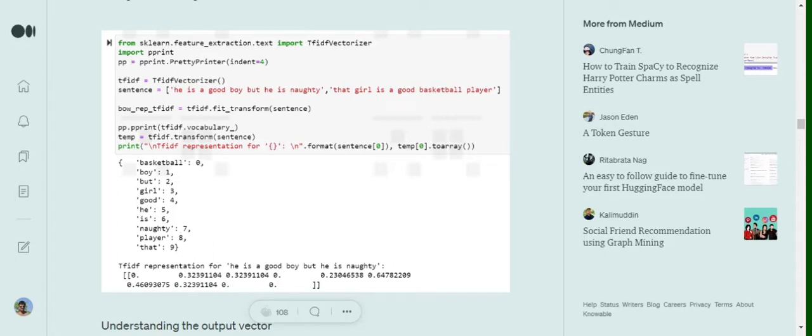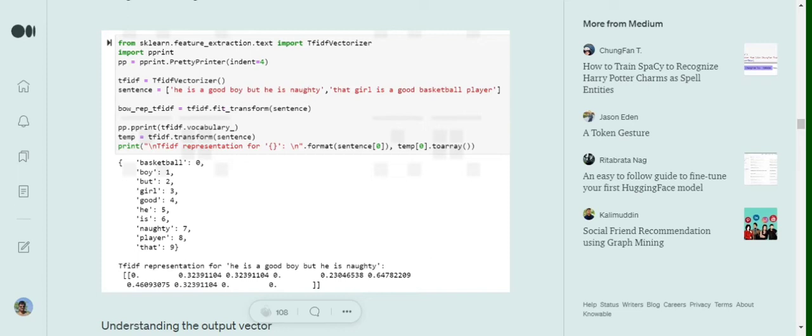Now let's see how TF-IDF would be calculated for the word "is" in the sentence "he is a good boy, but he is naughty". First of all, we calculate the term frequency. The term frequency equals the total occurrences of the word upon total tokens in the sentence. The total occurrence of "is" is 2: he is, and he is here as well. Upon 8, because there are a total of 8 tokens present in the first sentence.